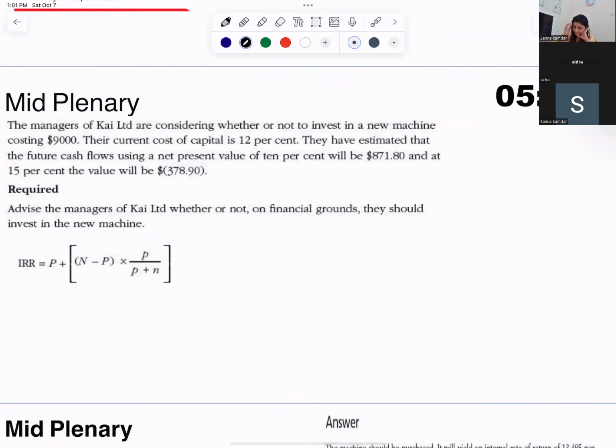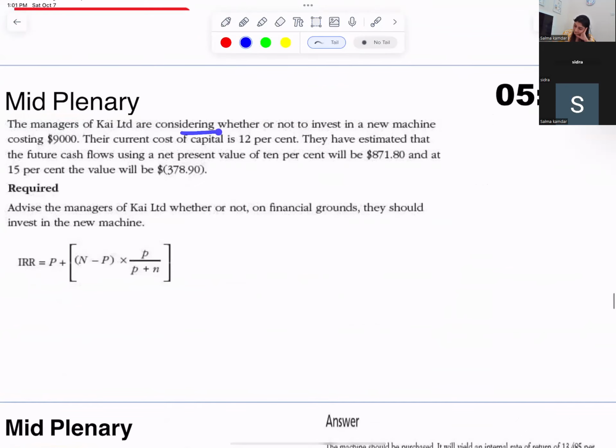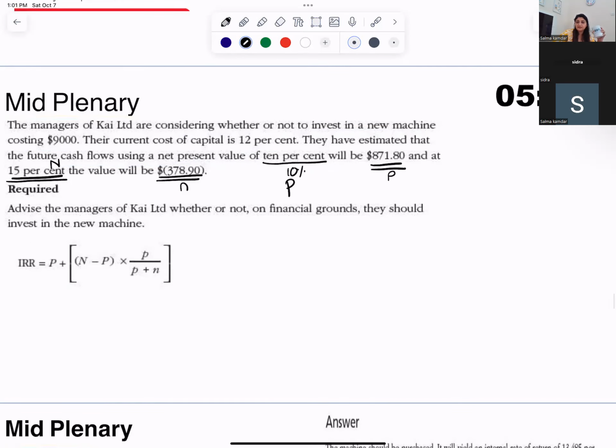Can you read it? The managers of Care Limited are considering whether or not to invest in a new machine costing 9,000. Their current cost of capital is 12%. They have estimated that the future cash flows, using an NPV at 10%, will be $871.88. What is at 10%? 15. That's capital P. And what is 871.88? That's small p. And then 15% is capital N, and that's small n. So can you find the IRR for me?